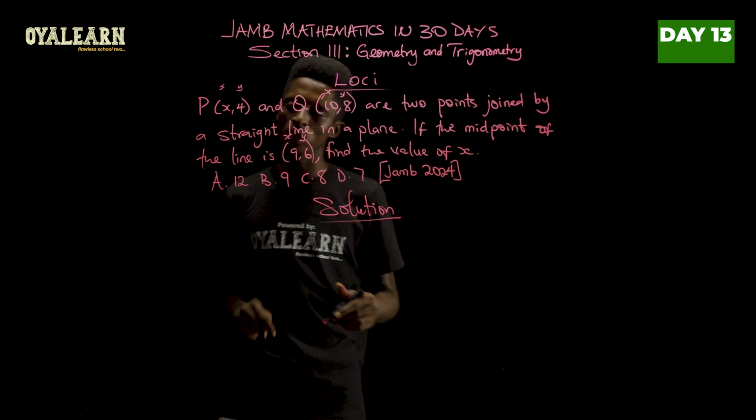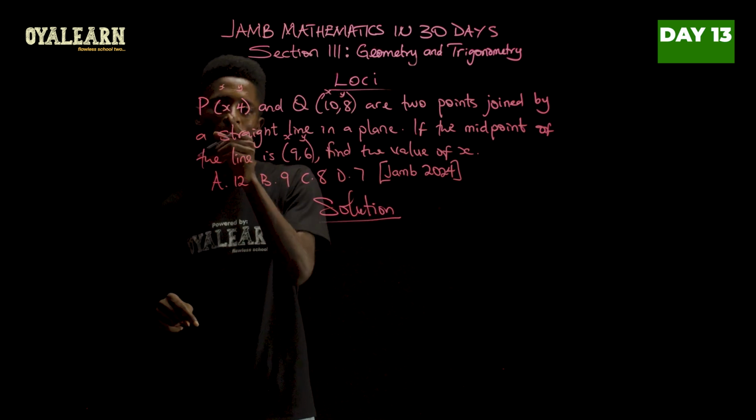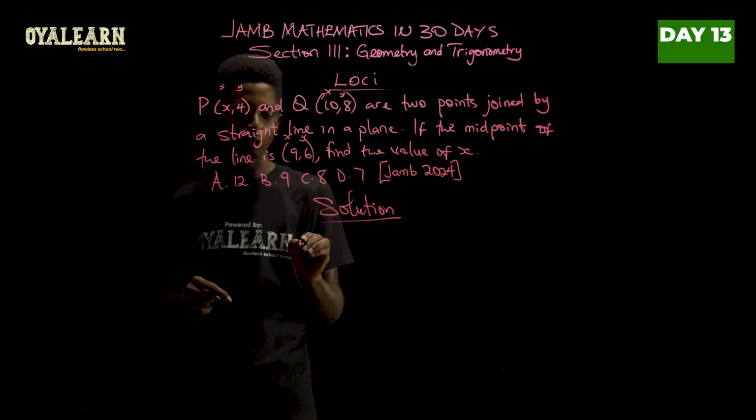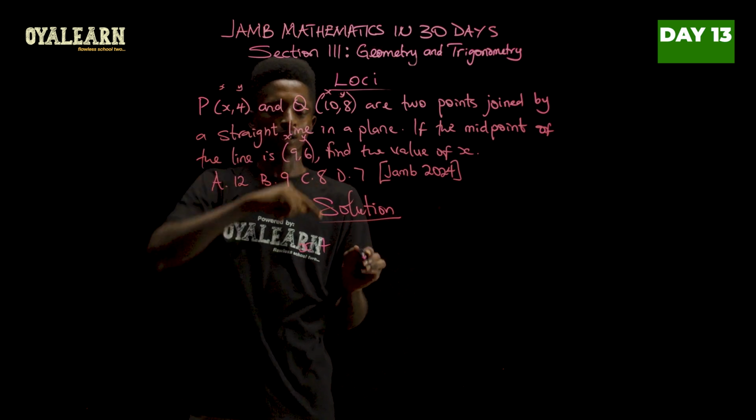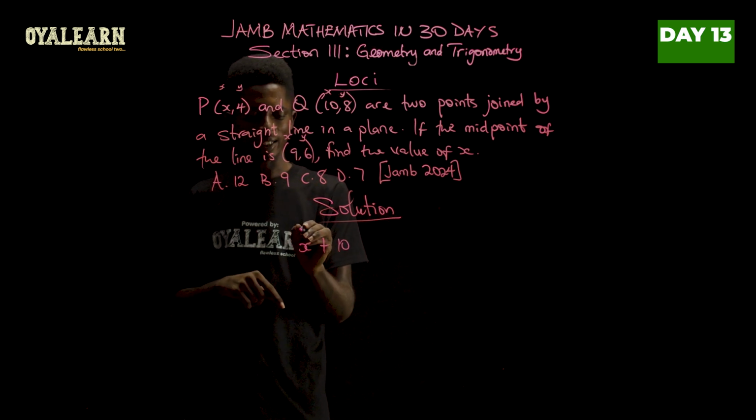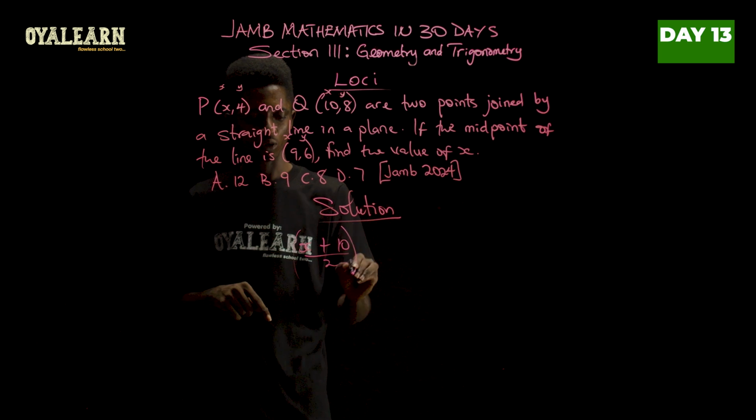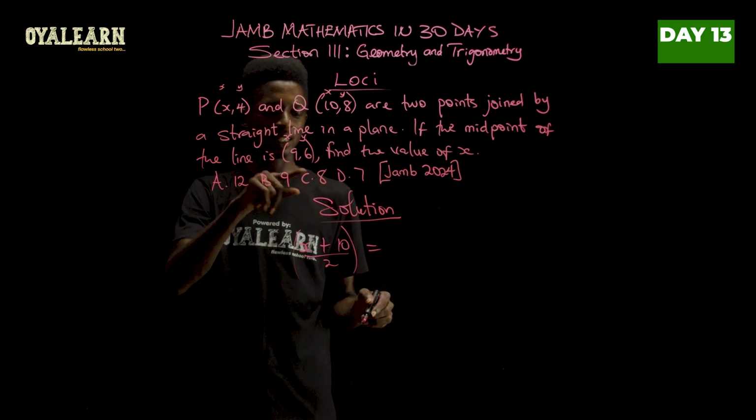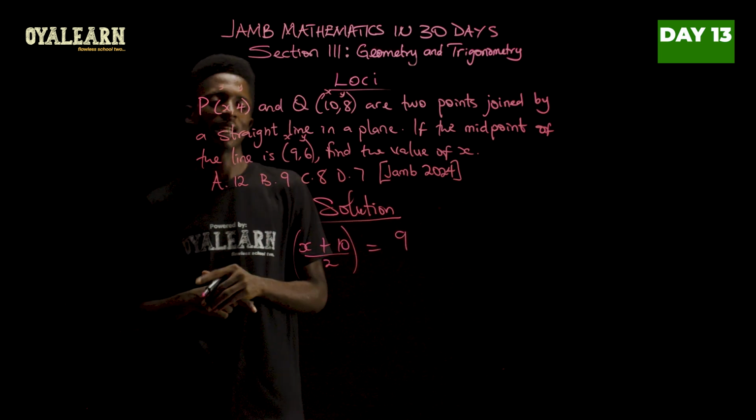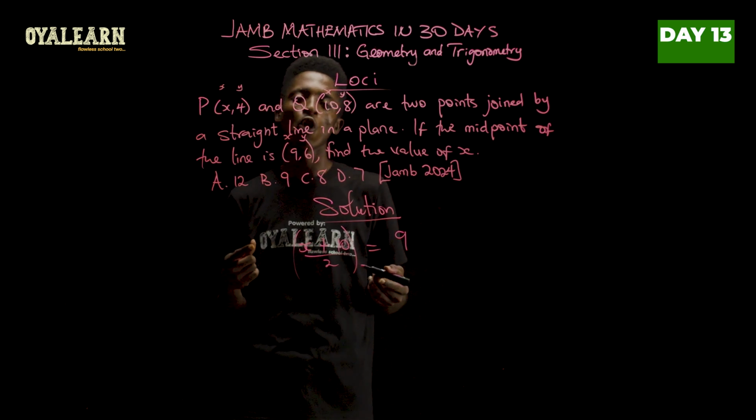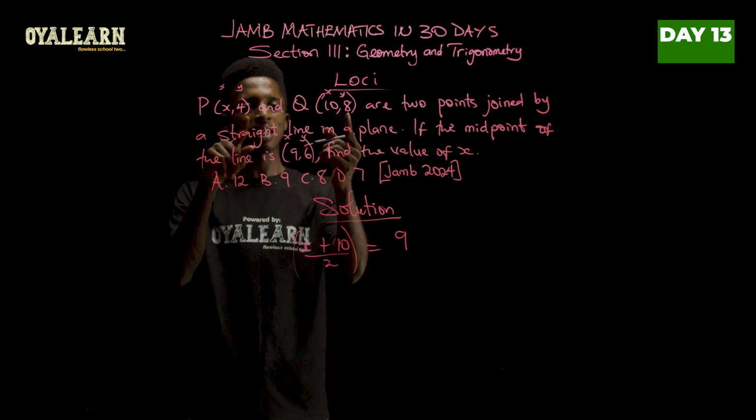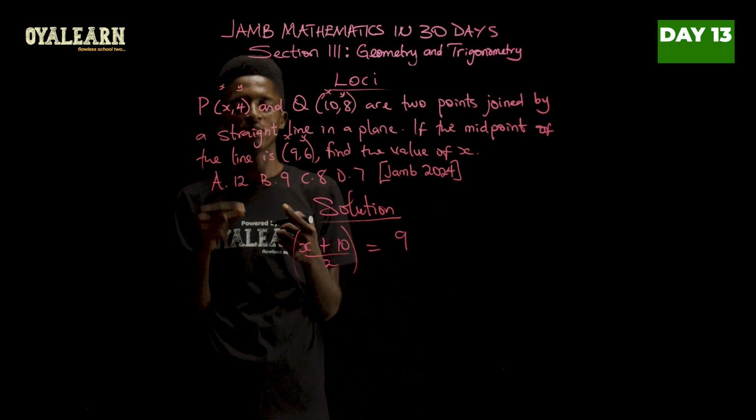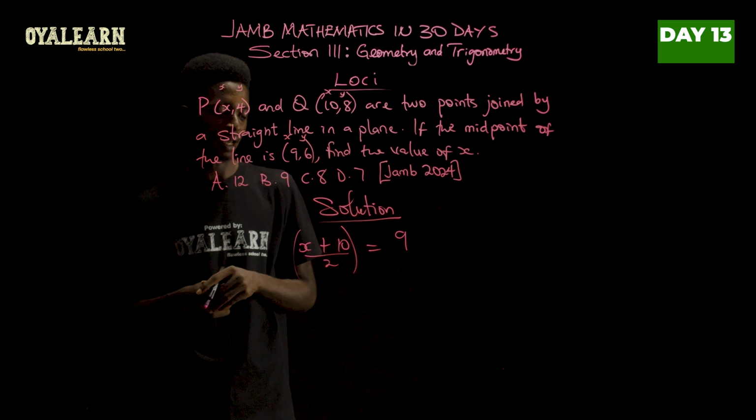To find the x coordinate of the midpoint, we are supposed to add this x to this 10, and then divide by 2 in order to get the x coordinate here, which is 9. And if you test for y, you see that it is correct also, because 4 plus 8 gives you 12, and 12 divided by 2 gives you the 6 that we have here.